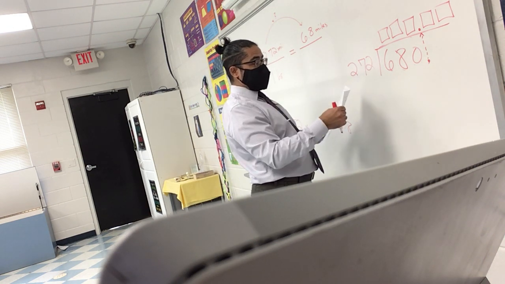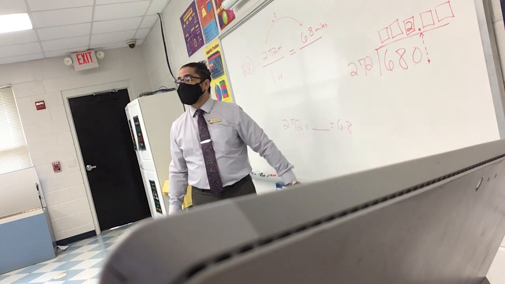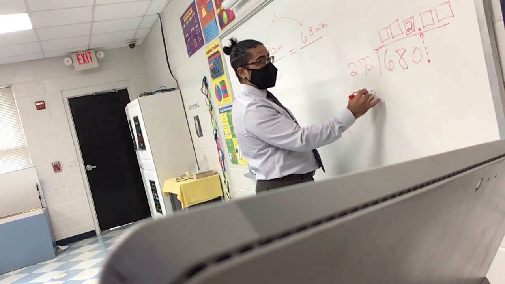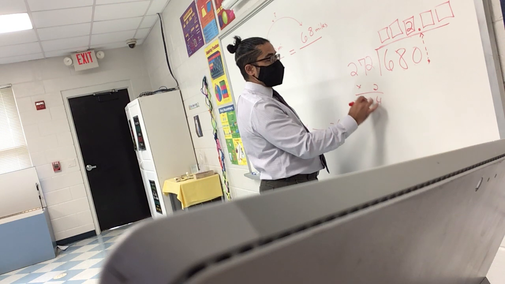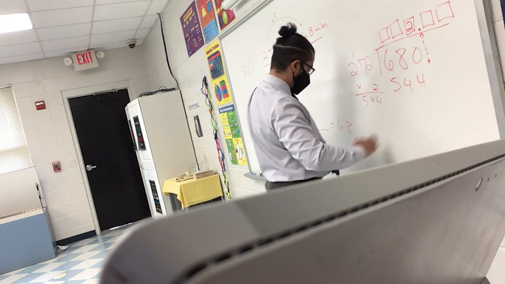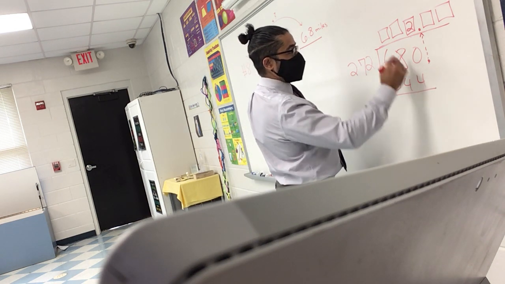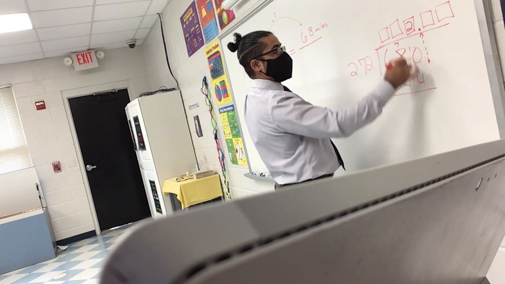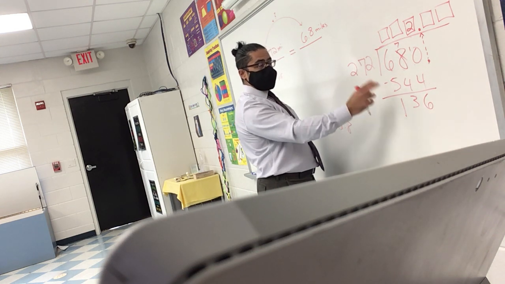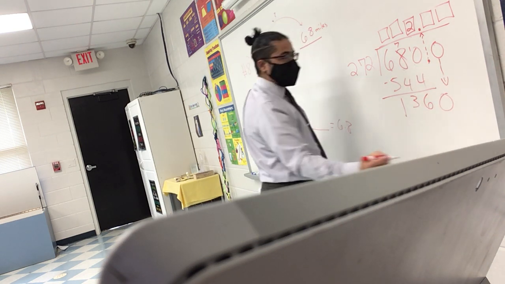272 goes into 680 how many times? Twice. 2 times 272 is what? We can do it right there. 4, 14, 4, 544. What's the difference? 8, 7, this is 6, this is 3, this is 1. This does not go into this, but of course there's a 0 in the tenths, which comes down, and voila.